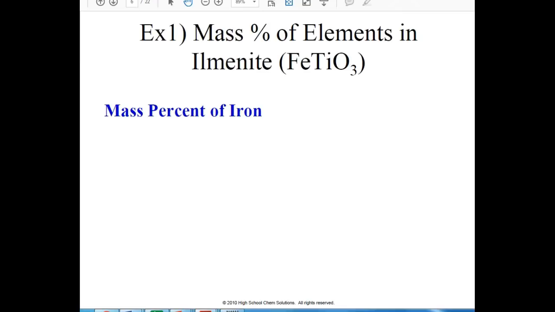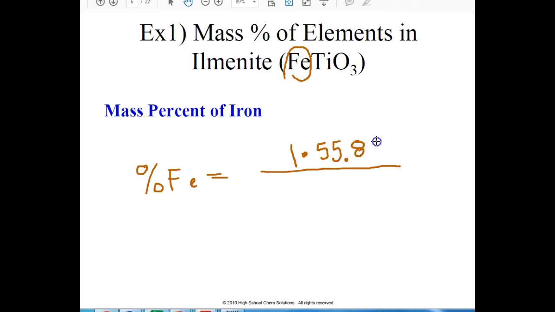Alright, so to find the mass percent of iron, we're going to do the percent for iron equals, okay, on the top we're going to do the number of iron atoms, so there's one iron atom in this compound, times the mass of iron. And we're going to stick to 2 decimal places on our masses. So from the periodic table, that's 55.85 AMU divided by the total mass of the compound. So I'll have to figure out what the total mass of the compound is.